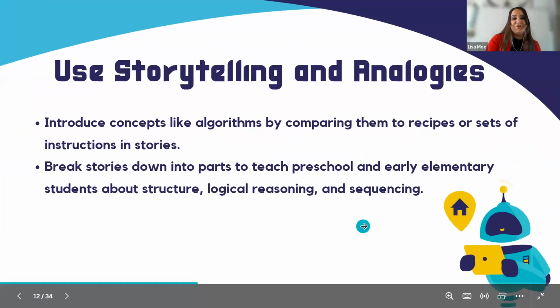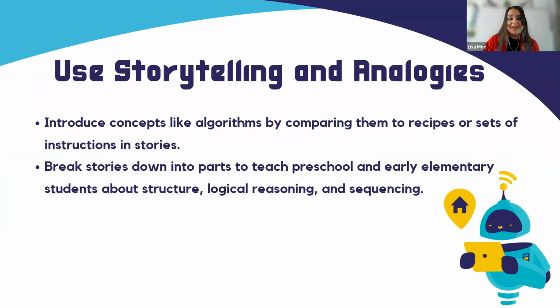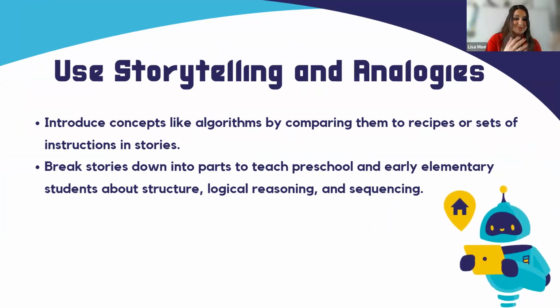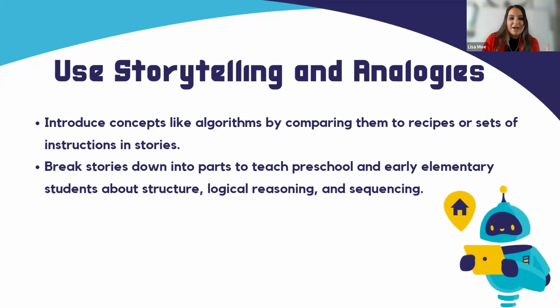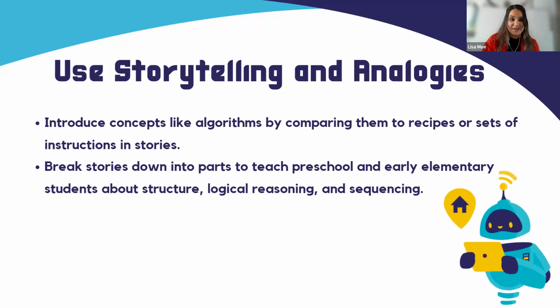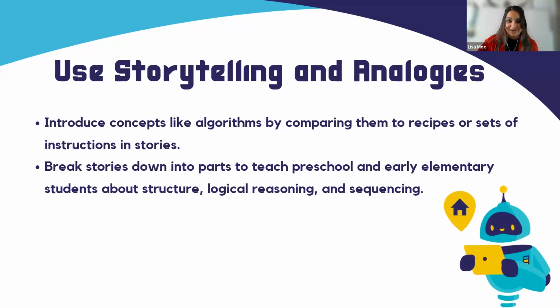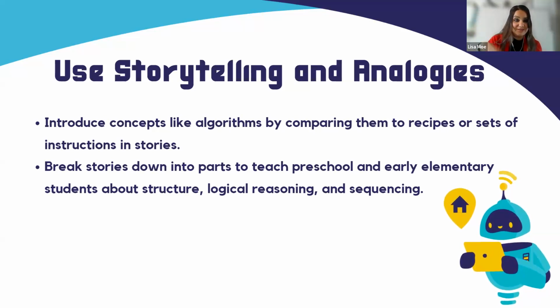So if we're introducing concepts like algorithms through storytelling and analogies, comparing them to recipes or sets of instructions and stories, you could break down stories into parts and teach your preschool and early elementary students about structure, logical reasoning, and sequencing. You do not have to have a micro:bit or an Ozobot or robotics to start with computer science in your classroom. And it doesn't even have to be done on a computer. Just cutting out pieces of paper and having them put them in order is getting their brain to start thinking logically and within an algorithm. So we have to start early. I cannot stress that enough, because we want our students at any age, of any background, of any label that they have been given in education, to feel that they have access and the right to their education.